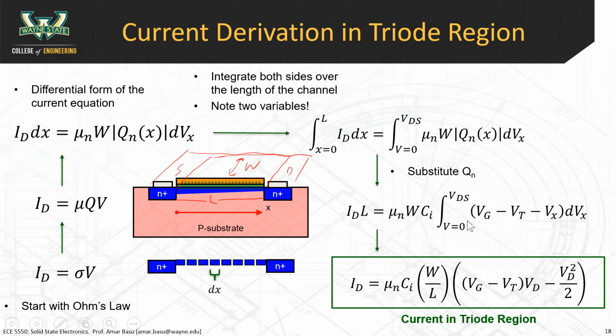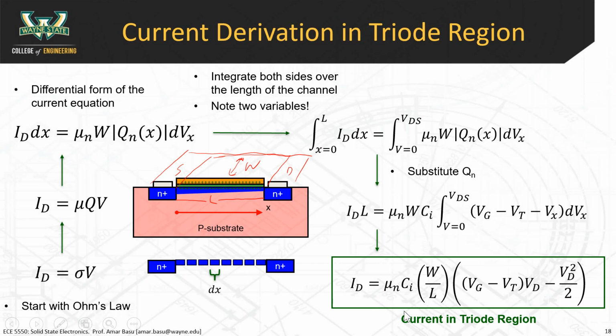Right, and we're integrating from 0 to VDS. So if you just integrate this equation here, Vg is a constant, Vt is a constant, and you have this Vx here. And if you do the integral of that, you end up coming up with this equation here, which is the current in the triode region. So this is ID is equal to mu n times Ci times W over L. This is the width of the transistor. This is the length of the transistor.